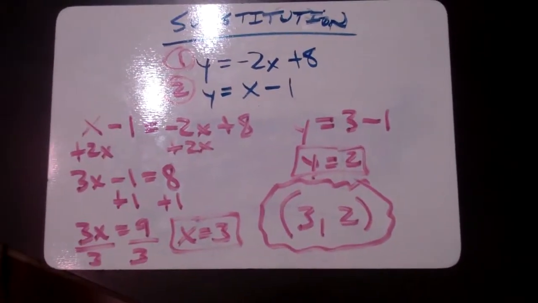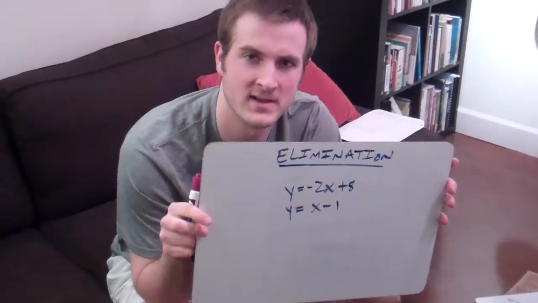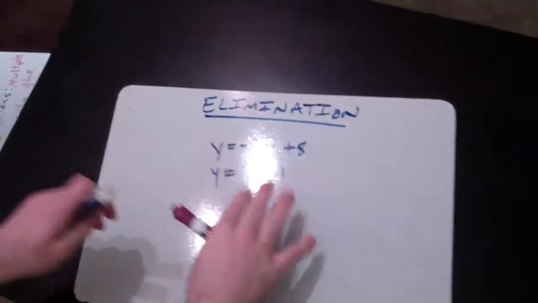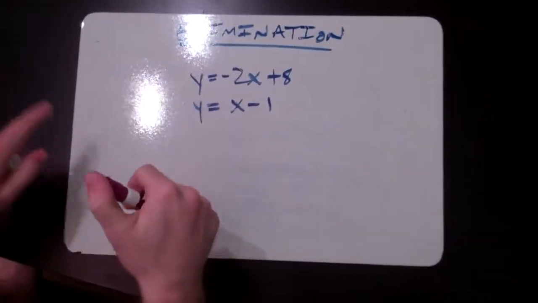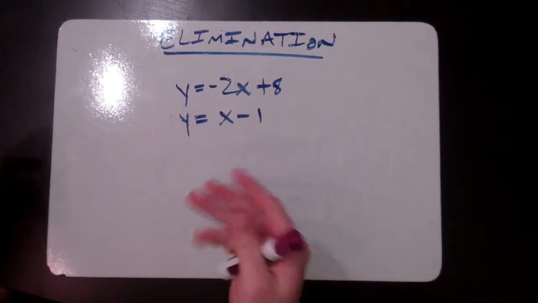And our last one we're going to do is elimination. Elimination is my favorite because it's tricky. You got to be thinking. You got to be smart. It's like a puzzle. So come on, let's check it out. It's the same two equations, the same system. And our solution we know is going to end up being 3, 2. X is going to be 3, y is going to be 2.